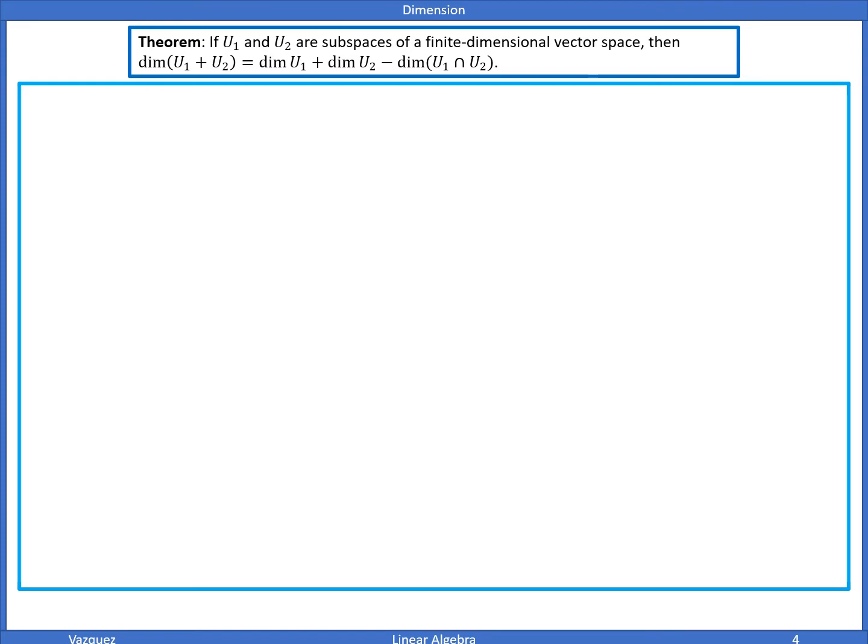So if U1 and U2 are subspaces of a finite dimensional vector space, then the dimension of their sum is equal to the dimension of U1 plus the dimension of U2 minus the dimension of their intersection. Like I said, that formula should seem a bit familiar from basic set theory, how we count elements of sets.